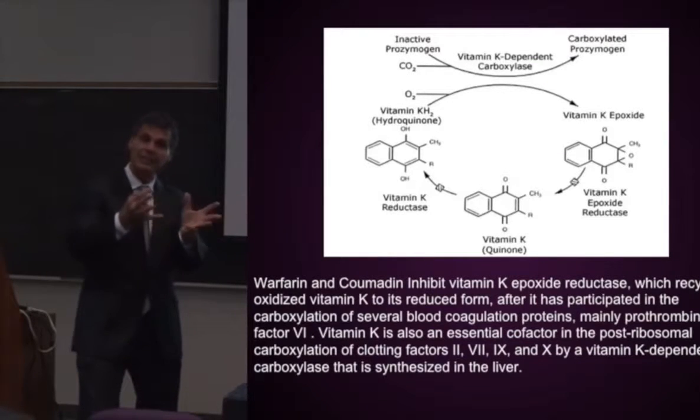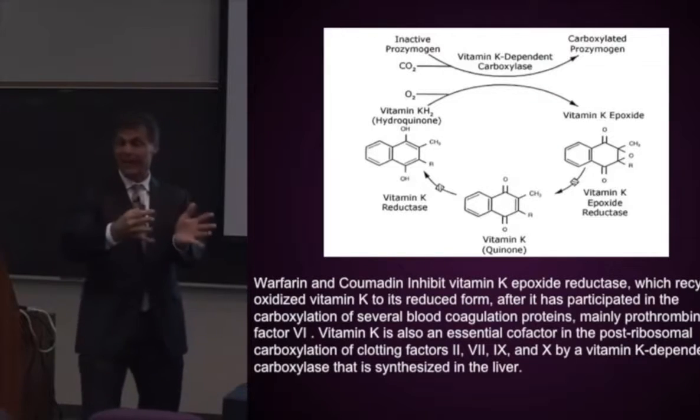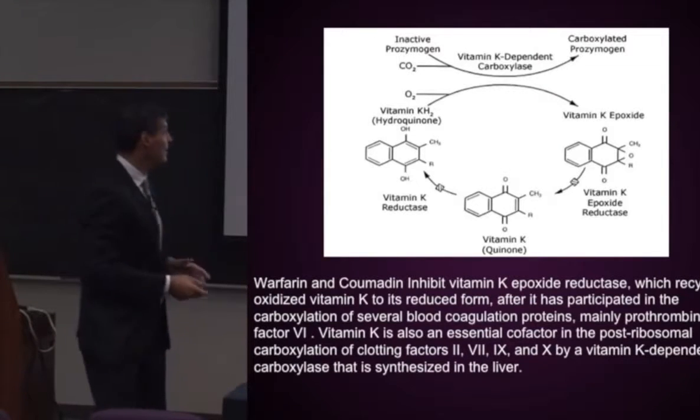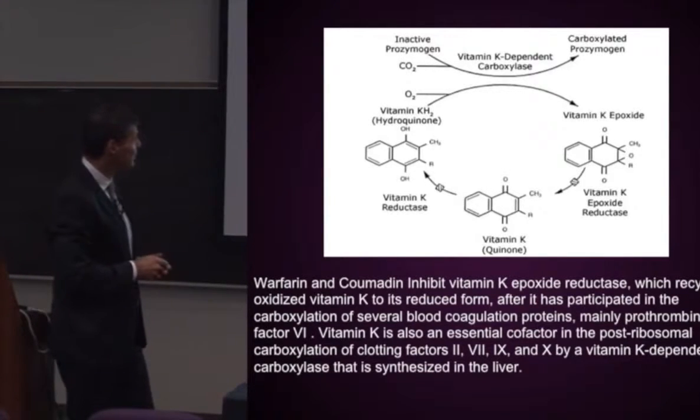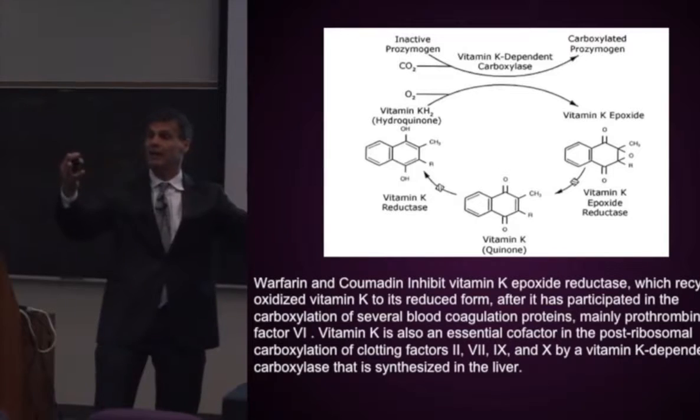So once the vitamin K has been used up in the reaction, the body normally has to recycle the vitamin K back to its reduced state. There's an enzyme called the vitamin K epoxide reductase enzyme, which recycles the vitamin K back to its reduced state so it can keep participating in these carboxylation reactions, and the wheel goes round and round. And so you can keep making clotting factors.